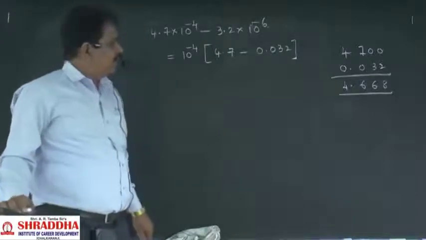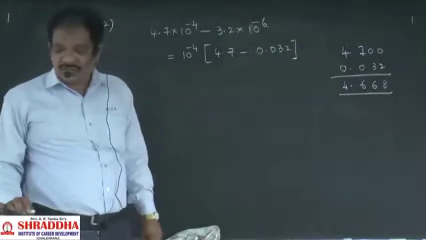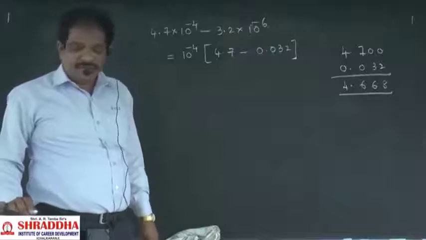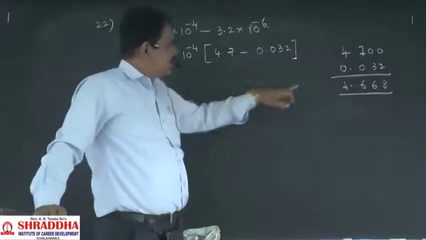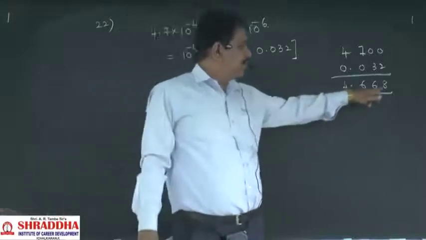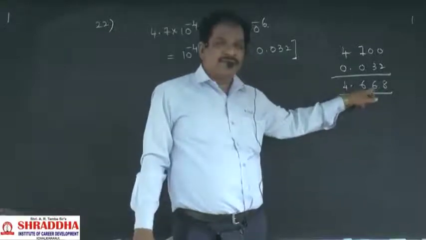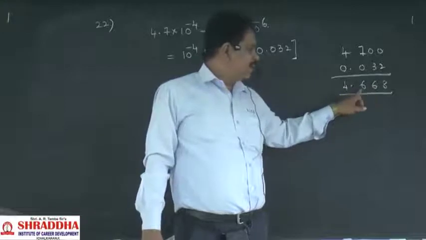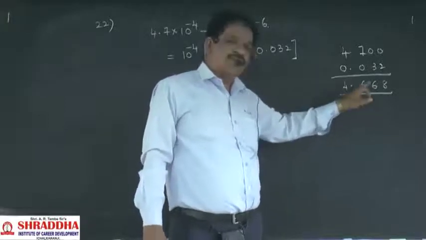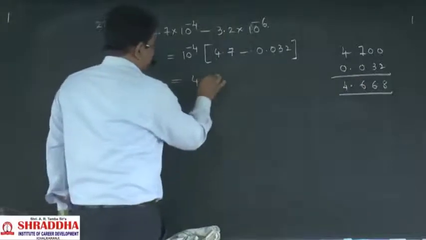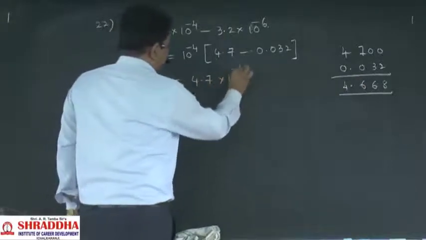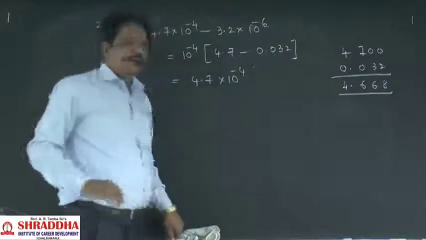So 10 minus 2 will be 8, this is 6, this is 6, this will be 4.668. But the final answer will also have two significant figures. So what will we get? Discard this 8, it will become 7. Discard this 7, it becomes 6, it becomes 7, it becomes also 7. So this value is 4.7 into 10 power minus 4.